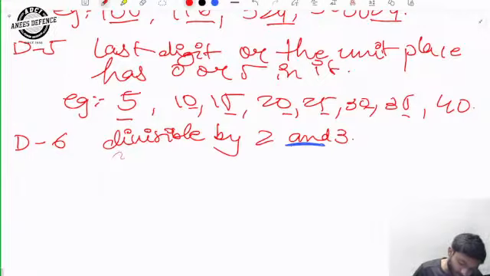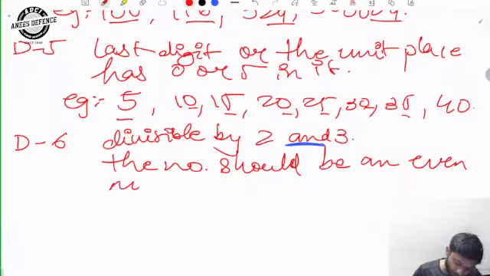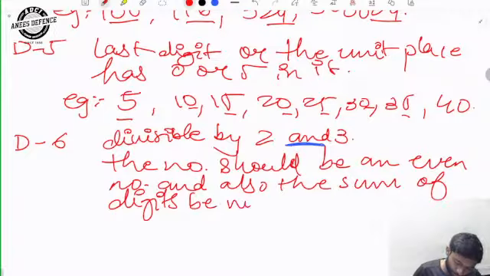That means the number should be an even number and also the sum of digits should be a multiple of 3.